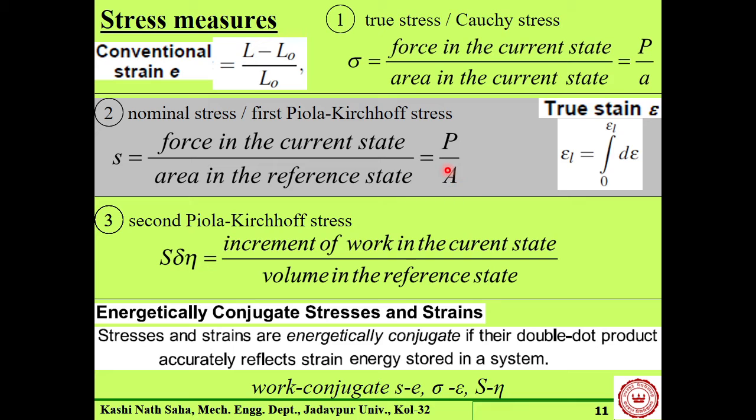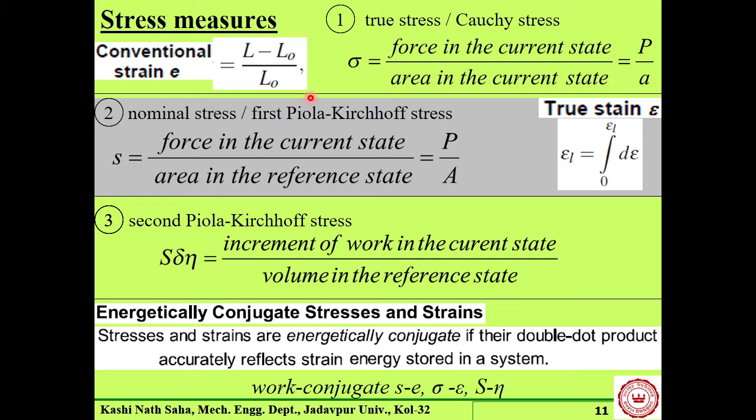Force divided by the original area or the reference area. So now you see in this 1 and 2, true stress is paired with conventional stress. They are mentioned in the same horizontal, in the same box. Here also, the true strain is paired with the engineering stress or say nominal stress. There is a third row also. So here is another measure of stress and another measure of strain.